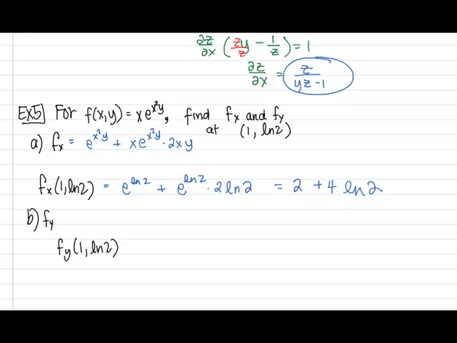Then we have f sub y: x e to the x squared y times the derivative of my exponent, which is x squared. So I have x cubed e to the x squared y. At the point (1, ln 2) that is going to be e to the ln 2, or 2.